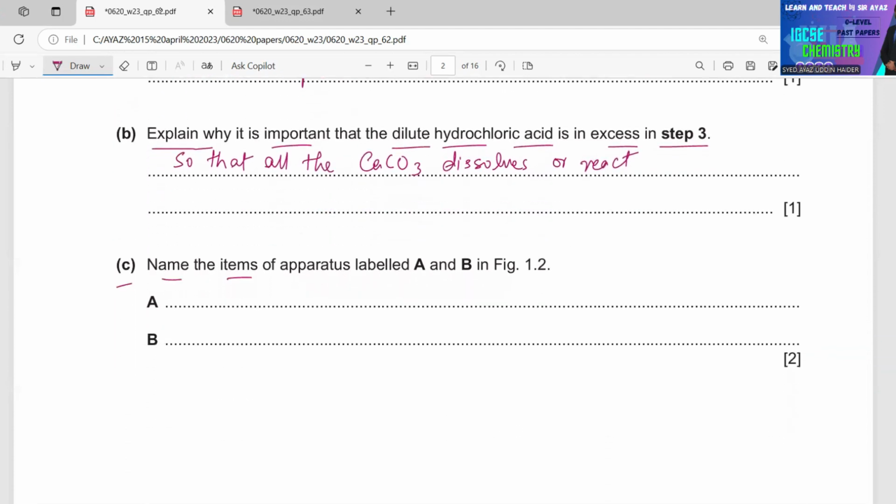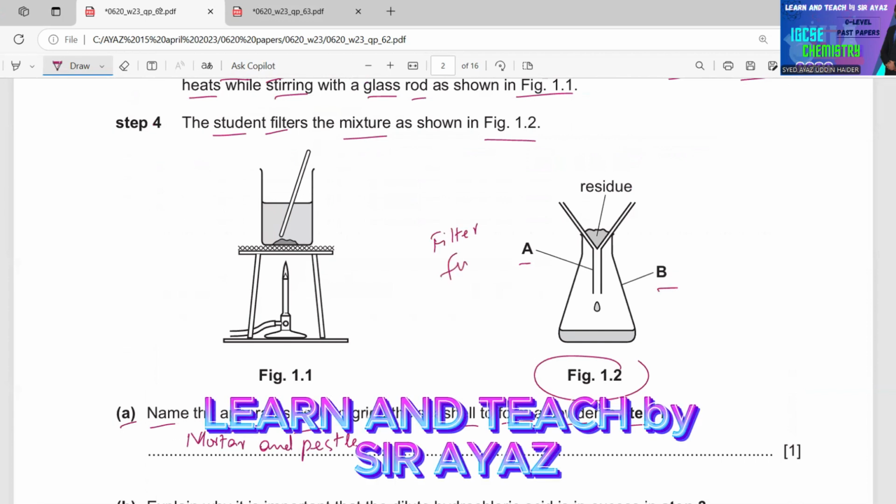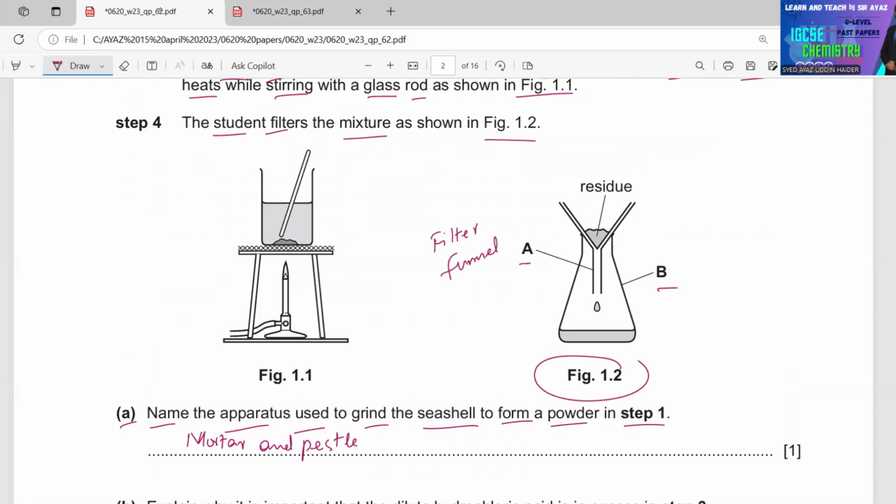C, name the items of apparatus labeled A and B in figure 1.2. Here's figure 1.2. A is a filter funnel, and B is a conical flask. Moving to the next part.